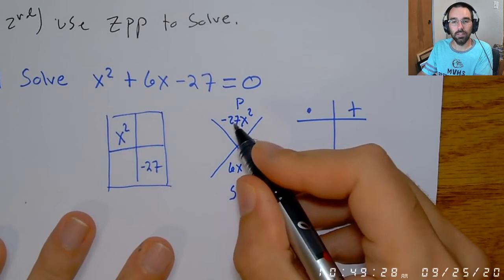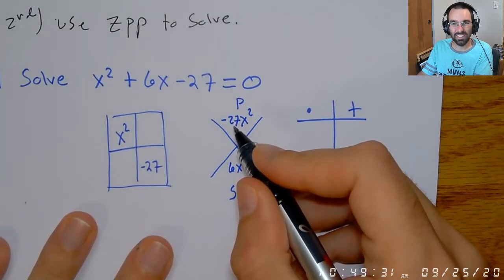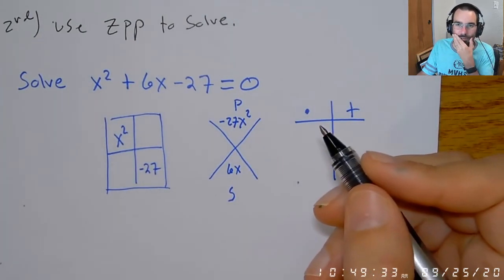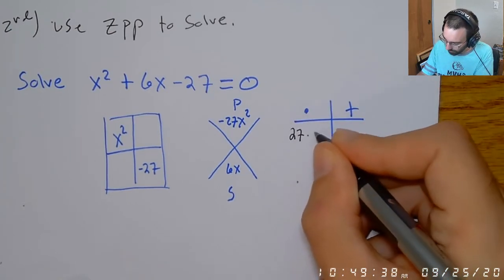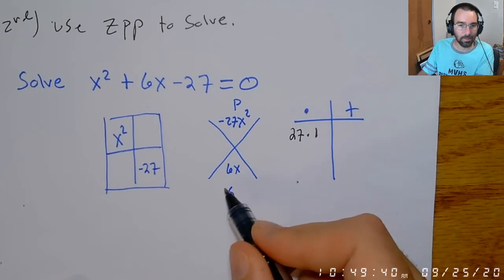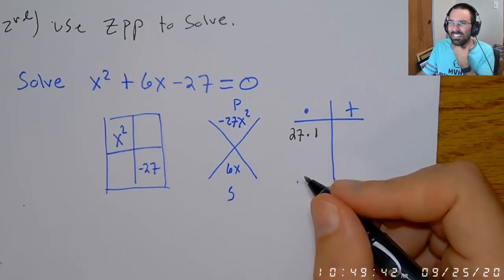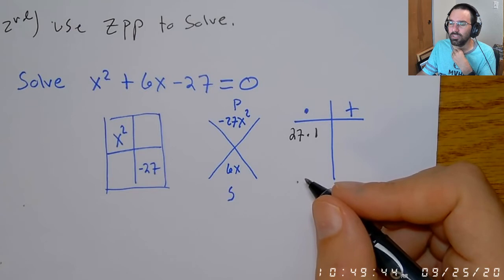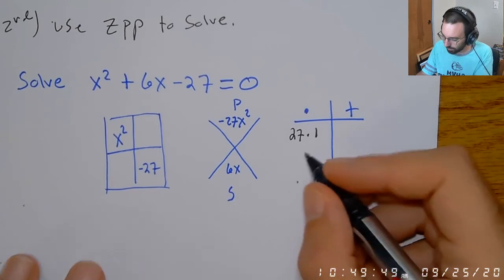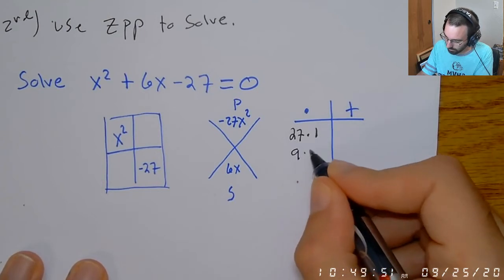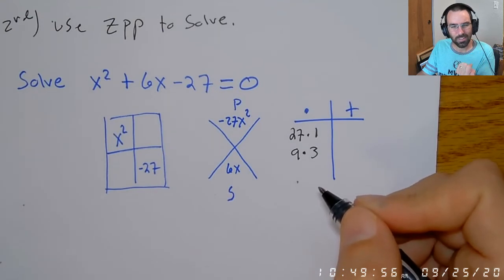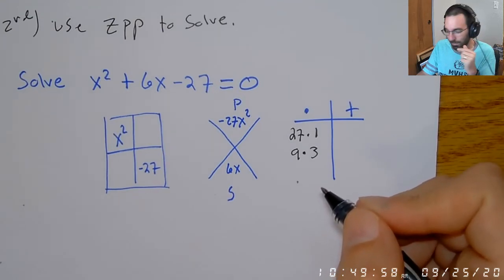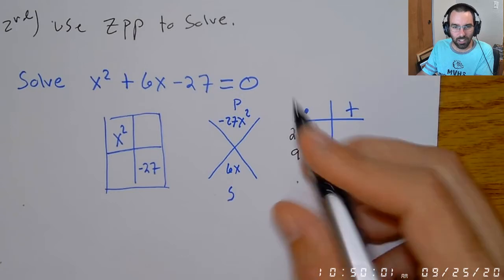So we're looking for two things that multiply to negative 27. Oh my gosh, 27. So let's think here. Well, the easy one is 27 and 1, but it doesn't look like I'm going to get to 6 there. 9 and 3. 9 times 3. It took me a while. I was like, well, I know 3 times 7 is 21, and then I just kept going up. All right, so 9 times 3 is 27.